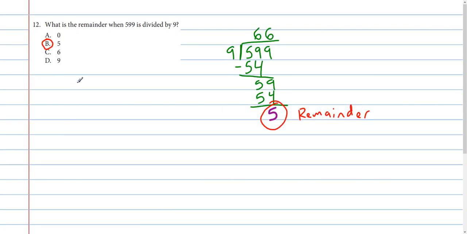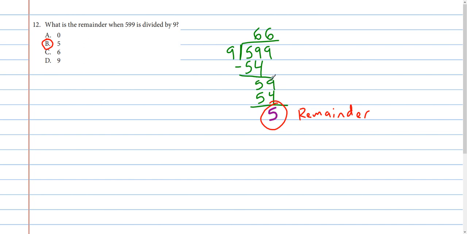Let's look at the next one. Number 12, what is the remainder when 599 is divided by 9? So I'm going to go ahead and do that division. 9 into 599. Well, this is really close to 60. 6 times 10 would be 60, so we have a little bit less than that. 6 times 9, we get 54. Then we subtract and we get 5.